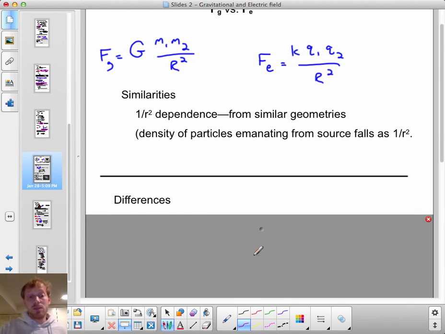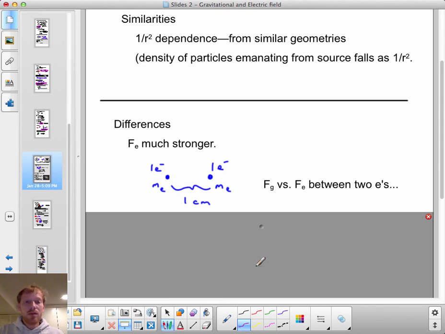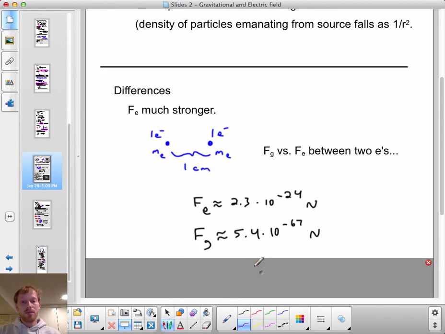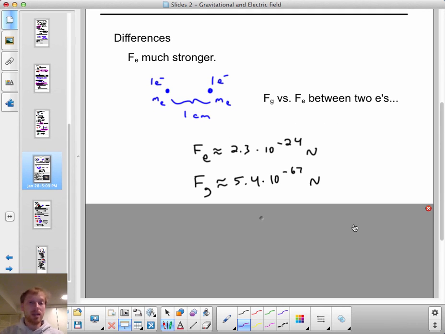There are some differences between gravitational field and electric field. For one, the electric force is much stronger. If you have 2 electrons with the charge of an electron, an elementary charge, and the mass of an electron, an elementary mass, the electric force between them is many orders of magnitude stronger than the gravitational force between them. Like, what is that? 43 orders of magnitude stronger electric force than gravitational force between 2 electrons.